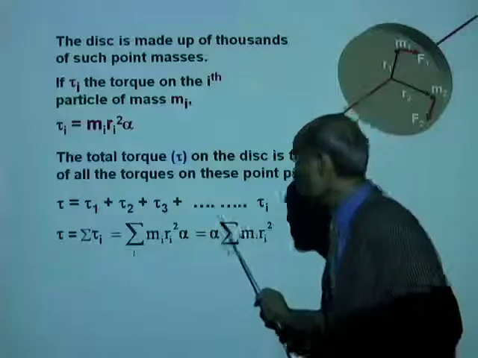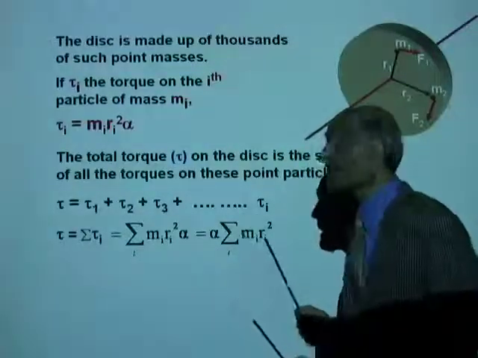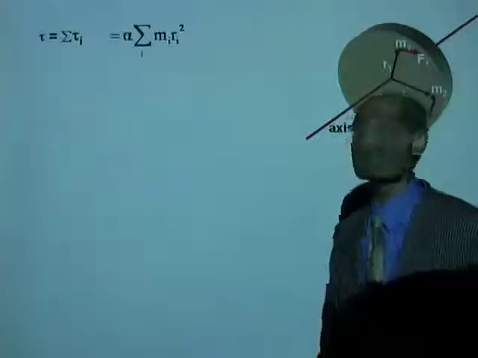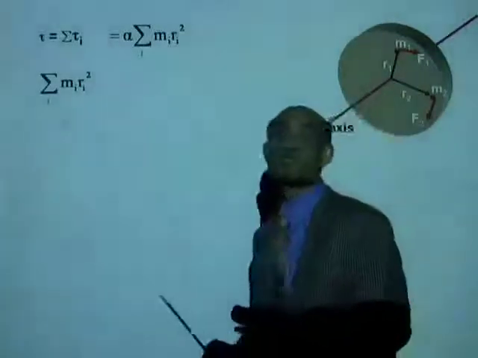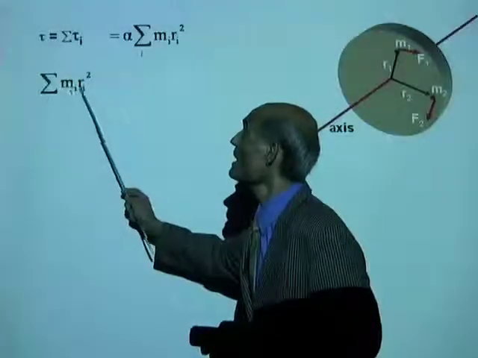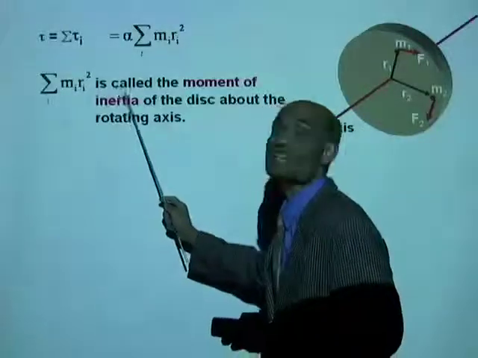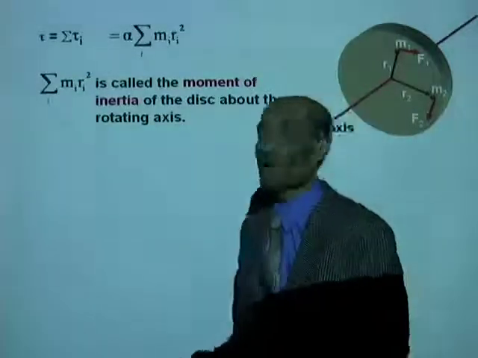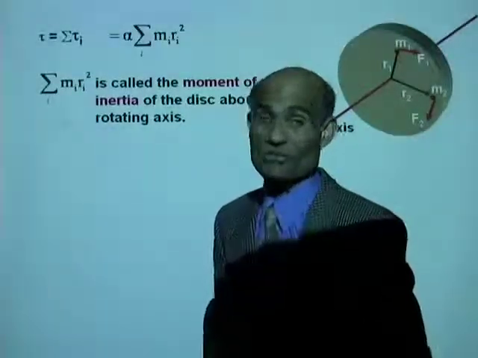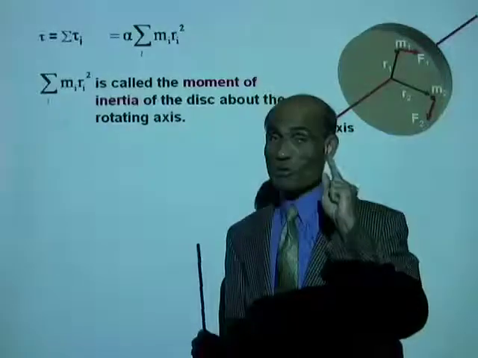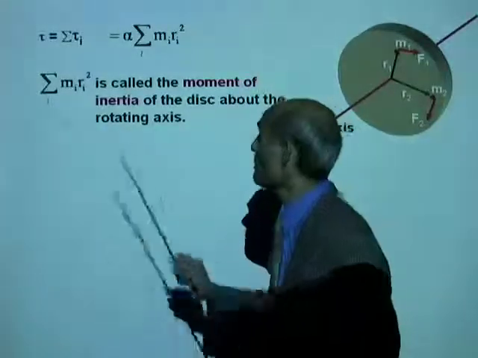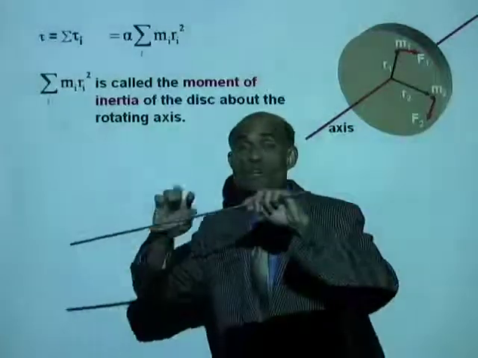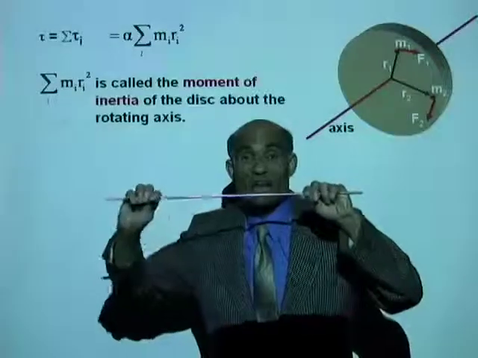And now, this quantity, summation i mi ri squared, has great significance in rotation. What is the significance? Summation i mi ri squared is called the moment of inertia of the disk about the rotating axis. Now there is a couple of information that's important there. Moment of inertia of a rotating object is always measured about an axis.